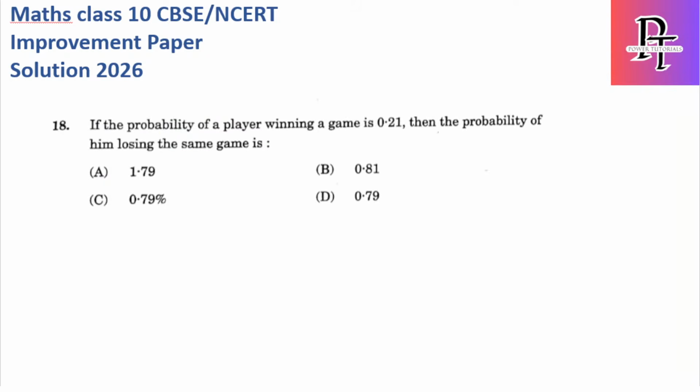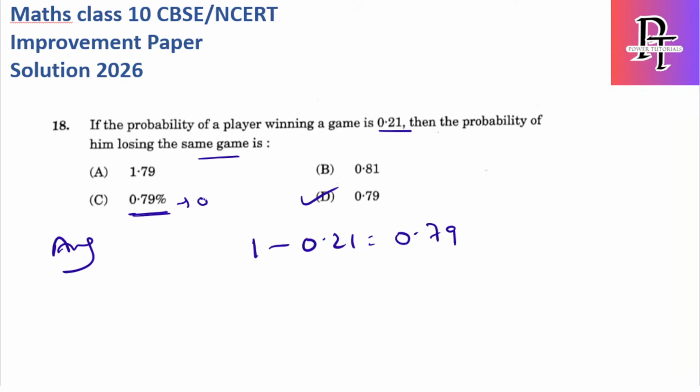Okay, let's move to the next one. 18th question. If the probability of a player winning the game is 0.21, then what is the probability of him losing the same game? It's simple, just 1 minus the winning case, 1 minus 0.21, which is 0.79. So this is also a direct question. To confuse you, they have provided 0.79 percent, because 0.79 percent will become 0.0079. So these two are not equal. 0.79 should be the right answer.